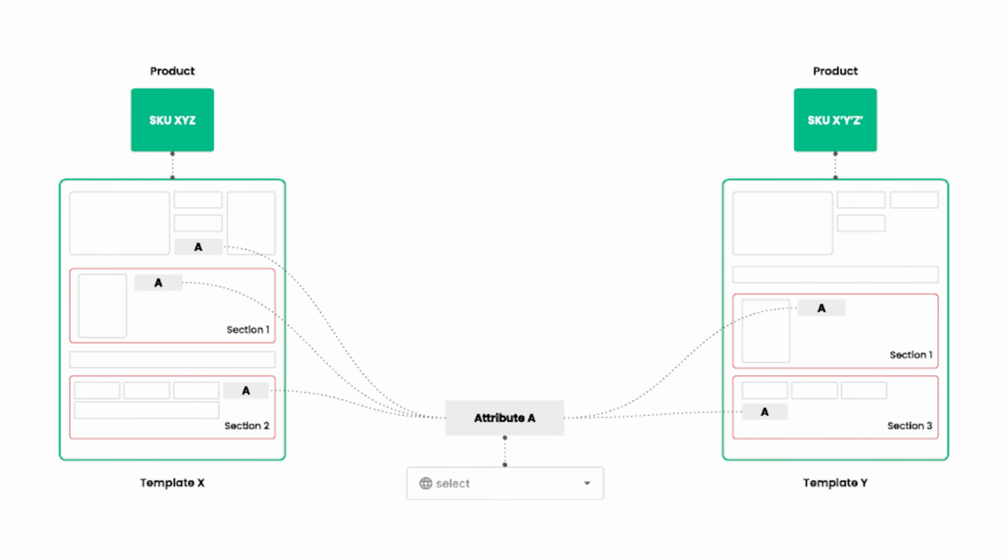For example, you can create sections that align with the different roles within your organization. For content creators, you can have a content section. For photographers, a media section, and a section dedicated to the marketplaces such as Amazon.